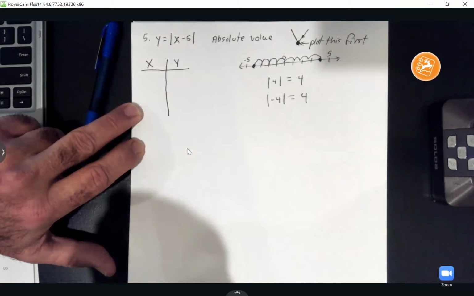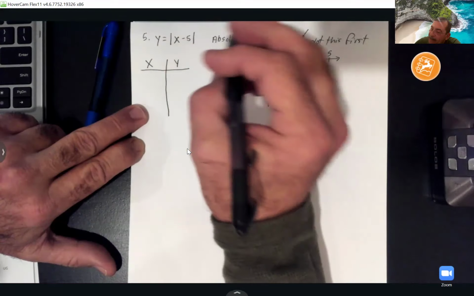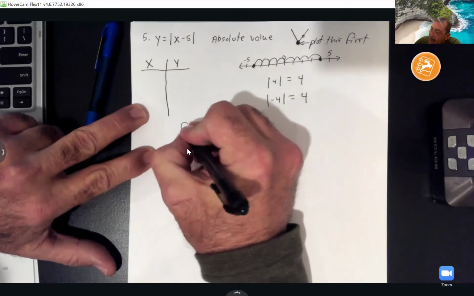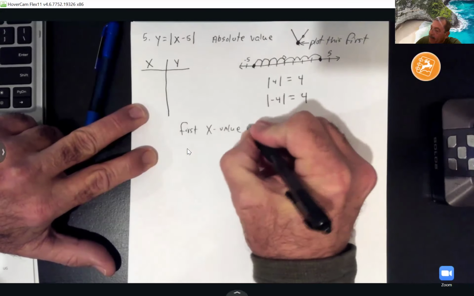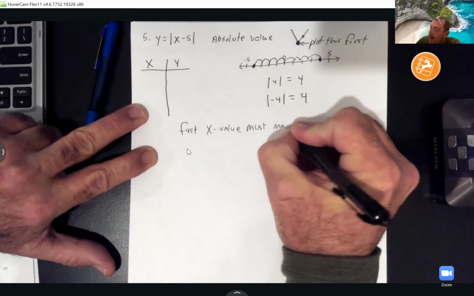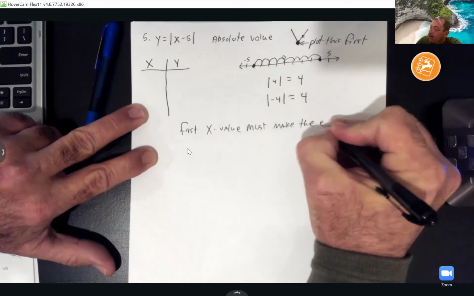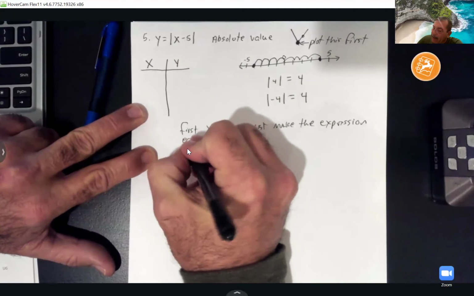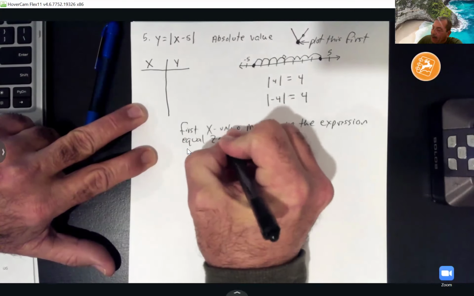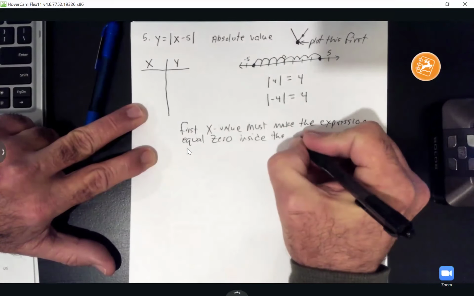So my first x value must make the expression equal 0 inside the pipes. Would it be 5? It'd be 5. Good job.